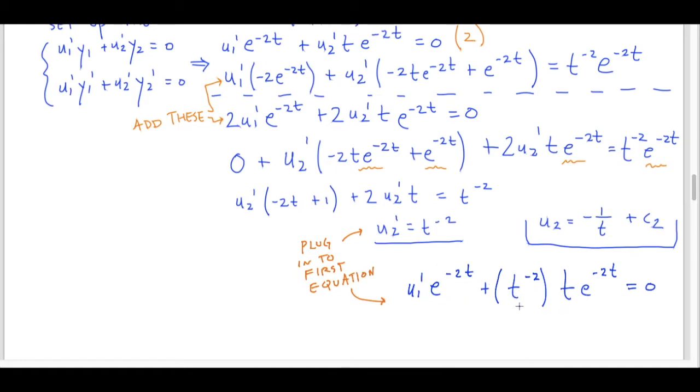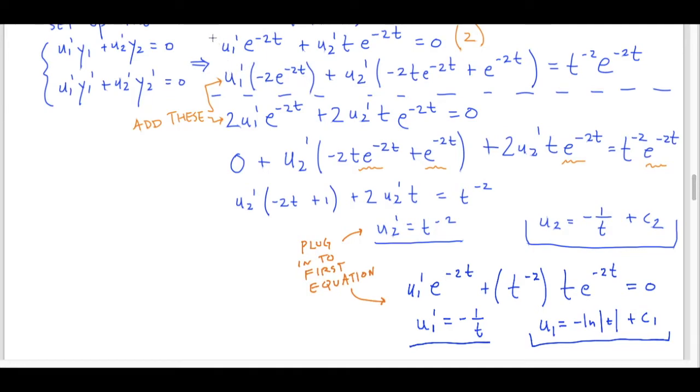These t to a power terms will simplify. I should be able to get u sub 1 prime pretty directly. Believe I get u sub 1 prime equals negative 1 over t. Anti-differentiating that yields this function for u sub 1, negative natural log of t plus c1.